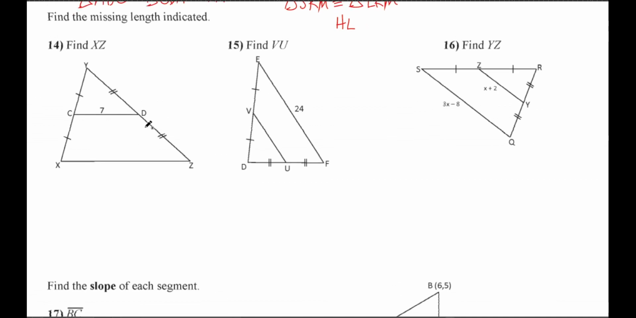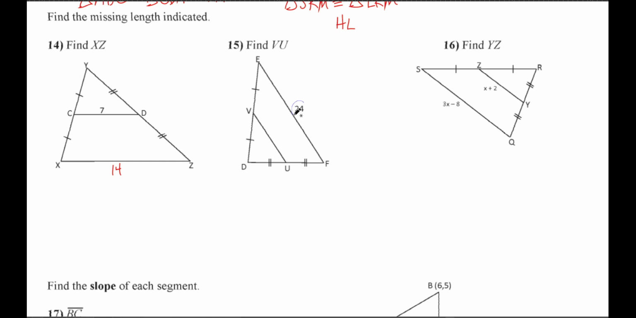Look, this is a mid-segment. On a triangle, the mid-segment is what of this right here? It's half of it. Or the side opposite is twice as big as this. So if this is 7, then what's XZ? It's got to be 14. So when it hits the midpoints of both sides, the mid-segment is half of the third side, or the third side is twice as big as the mid-segment.